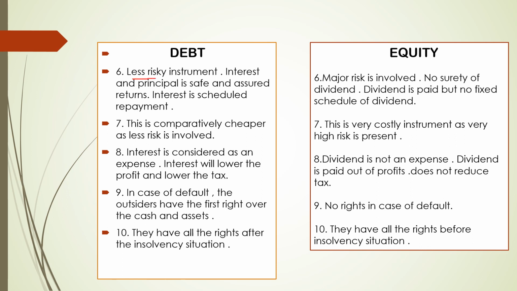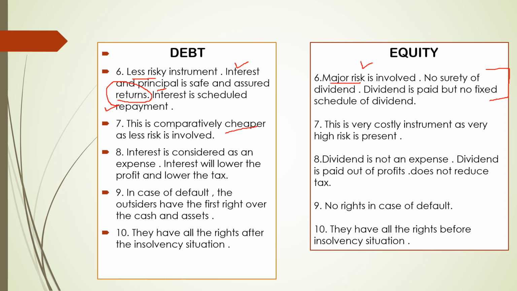Debt is a comparatively less risky instrument because the interest is safe, the principal is safe, and there are assured returns. There is scheduled repayment of interest as well as of the principal. But in the case of equity, major risk is involved. There is no surety of dividend. There is no obligation to pay the dividend. Dividend is paid, but there is no fixed schedule, only in case of profits, and that too if you have not kept it for reserves and all, only then will you pay the dividend. So it's a highly risky method.